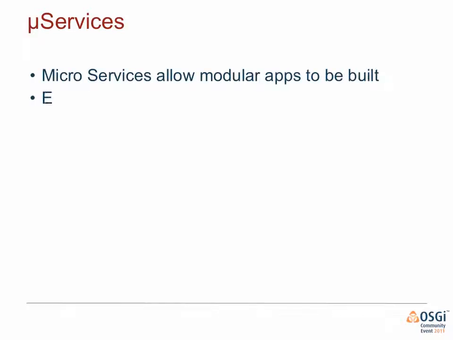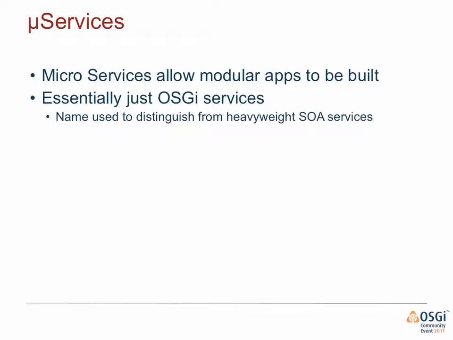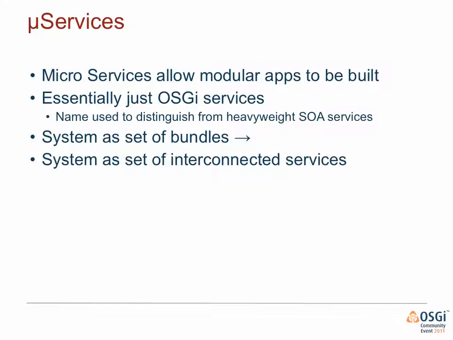Now, a lot of people are developing systems using microservices, and microservices really allow you to build modular applications. Essentially, they're just OSGi services, and the only reason for calling them a new name is to distinguish them from heavyweight service-oriented architecture services like those built in WS-Death Star. And instead of thinking of a system as being a set of bundles, you can think of them as a set of interconnected services instead.